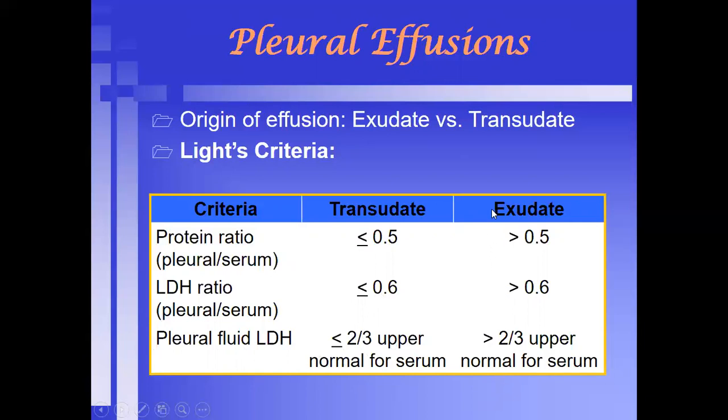Okay, so to label the pleural fluid as an exudate, you need only satisfy just one criterion. So if you satisfy any one of the three criteria, then this patient's fluid is labeled as exudative. Okay.